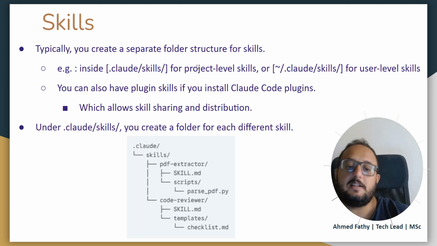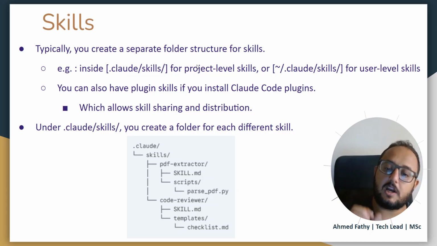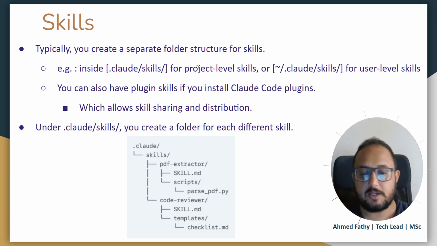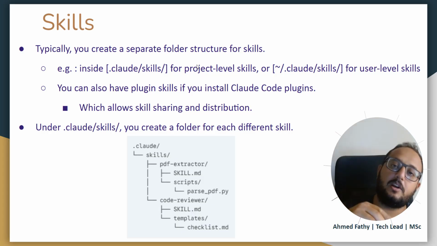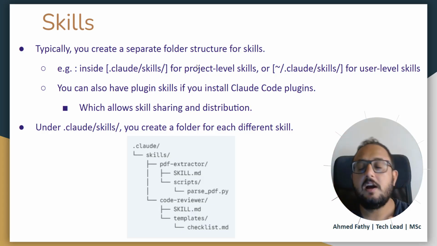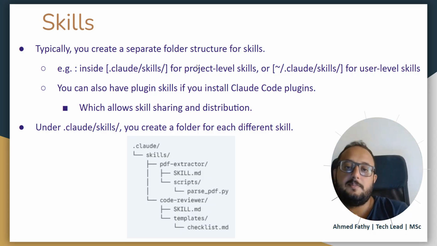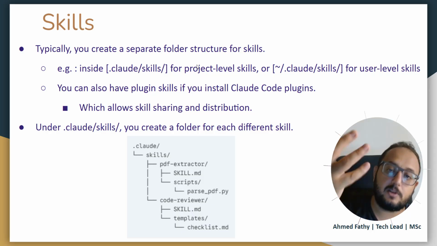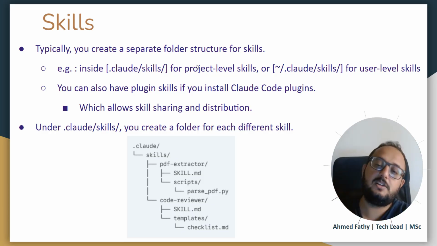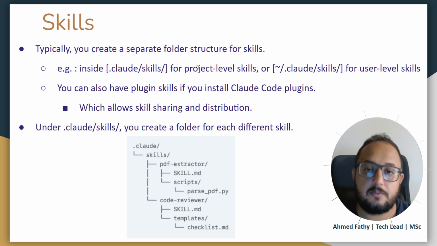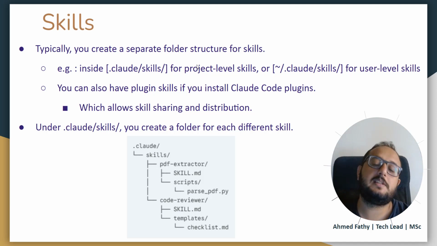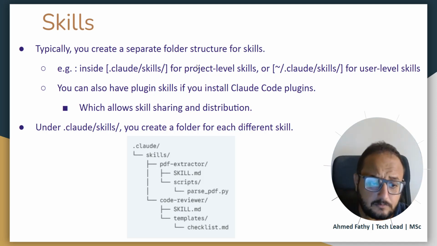Typically, the mechanics of it is you create a separate folder structure for skills inside .claude/skills for project level skills, or in the home directory ~/.claude/skills for user level skills. You can also have plugin skills if you install Claude Code plugins, which allows skill sharing and distribution. And in general, you can just download skills that someone else created and just put it into your folder structure. And there are a lot of skills that other people created as well.